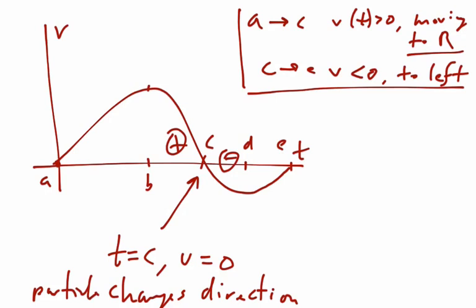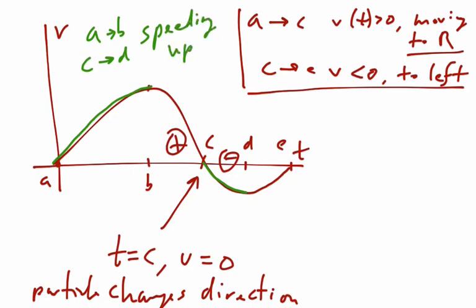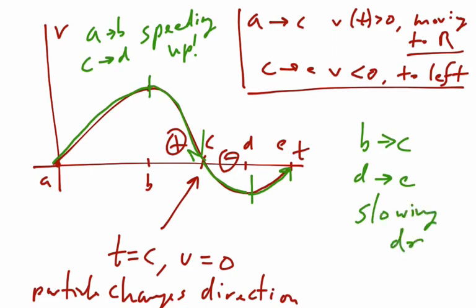All right, let's look at some other things. Notice that from a to b, what's happening to the velocity? Well, the velocity is moving away from 0. Same thing from c to d. So from a to b and from c to d, because the velocity is moving away from 0, the particle is speeding up. And the opposite, from b to c and from d to e, notice that the velocity is getting closer to 0. So this is slowing down. The particle is slowing down.